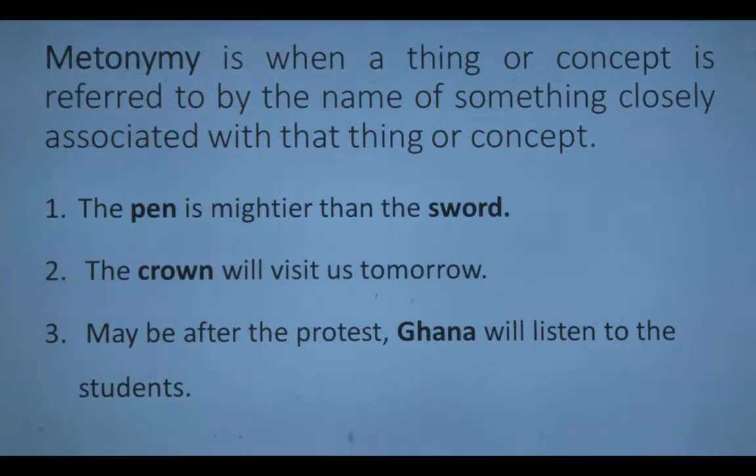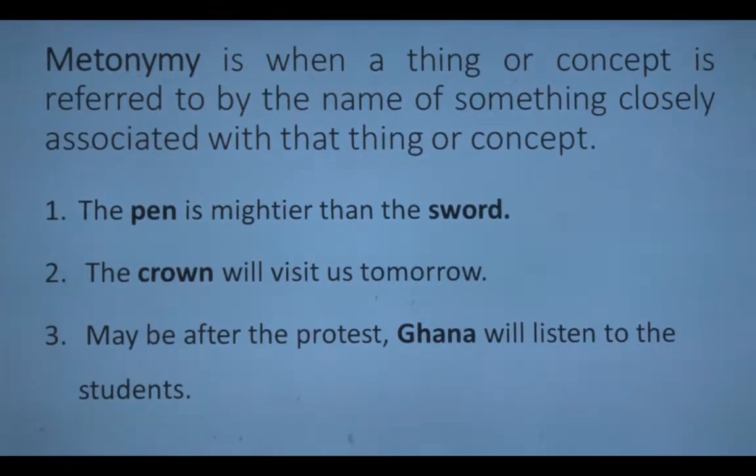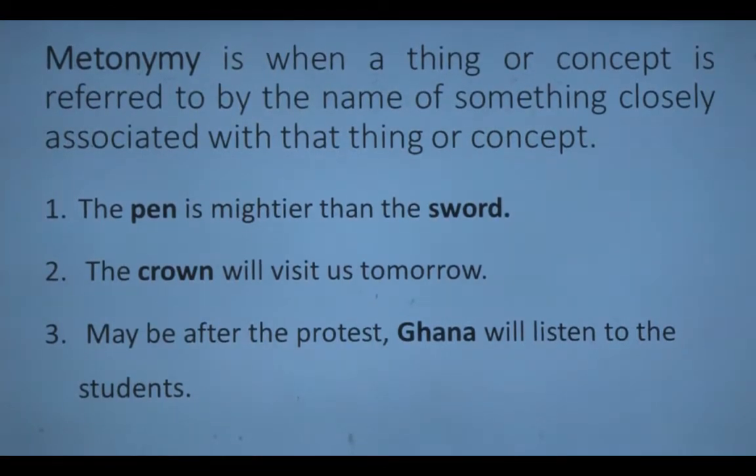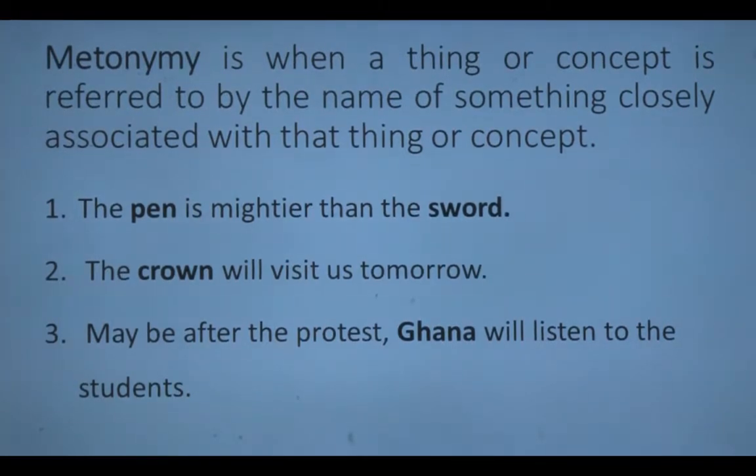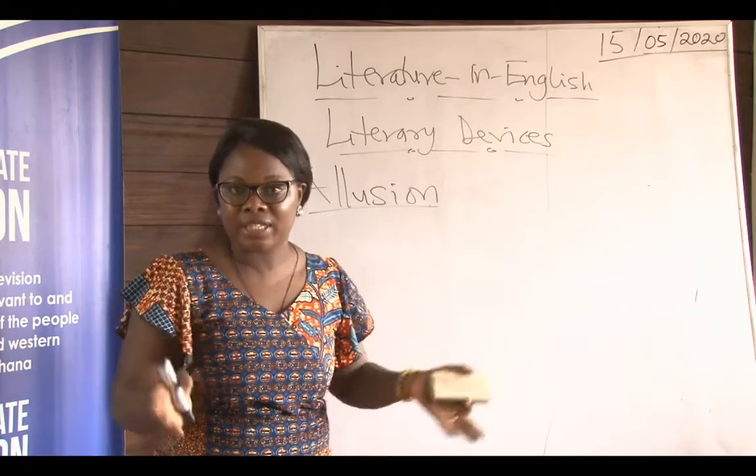Because we are making reference to something that happened in myth, the Greek myth. So you realize that you make reference to the Bible, that is biblical allusion. If you make reference to something that happened in history, then you are making a historical allusion. And if you make reference to anything that happened in the myth, the Greek myth, the ancient myth, that is mythological allusion.